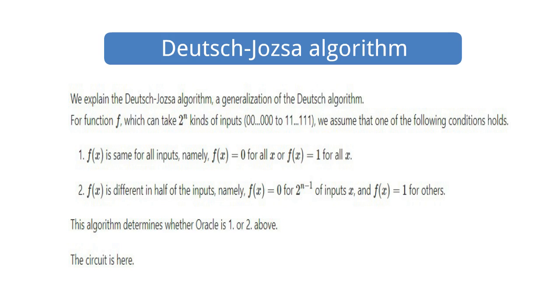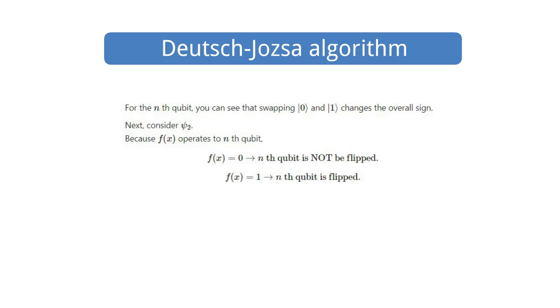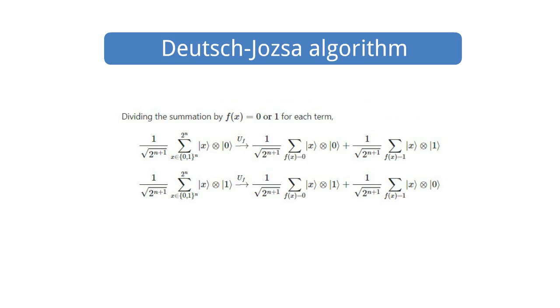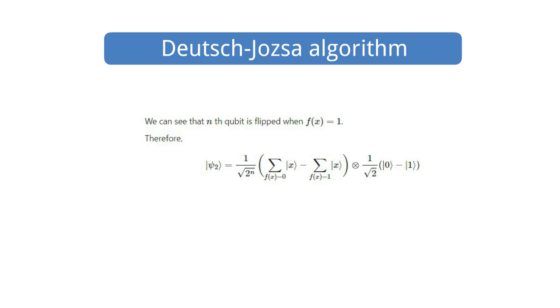This algorithm determines whether the oracle is 1 or 2. Above, the circuit is here. It has n qubits in state 0 and 1 qubit in state 1 as initial states. Now let's check the states. For the nth qubit, you can see that swapping 0 and 1 changes the overall sign. Next, consider state 2. Because f(x) operates on the nth qubit, dividing the summation by f(x) equals 0 or 1 for each term, we can see that the nth qubit is flipped when f(x) equals 1.